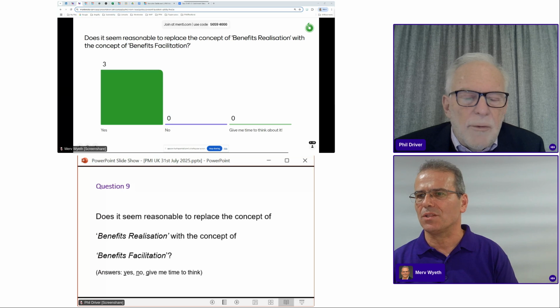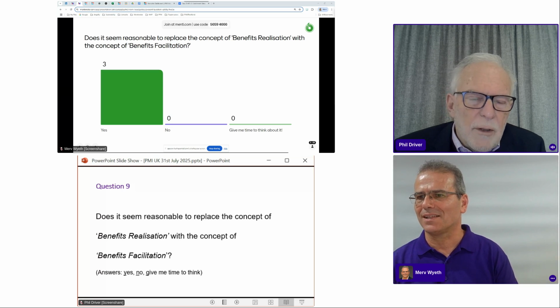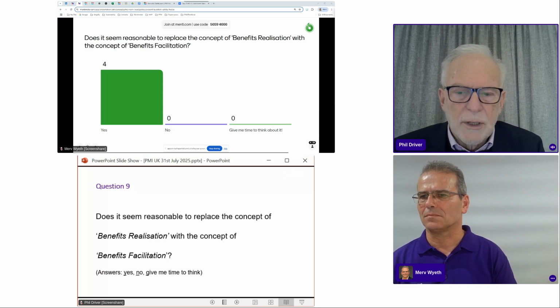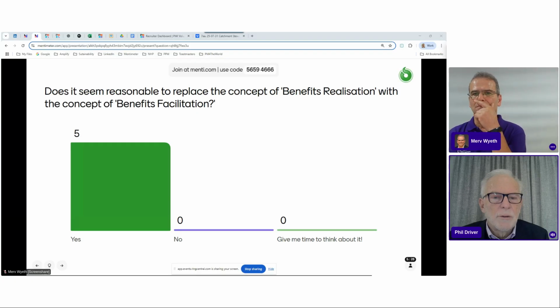The question, so I'll leave that question there. Does it seem reasonable to replace the concept of benefits realisation with benefits facilitation? So I'll stop sharing here, Merv, and the question's back to you.